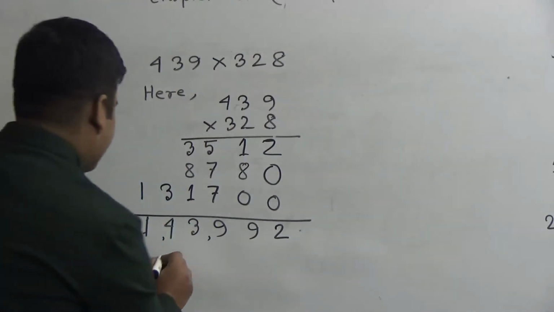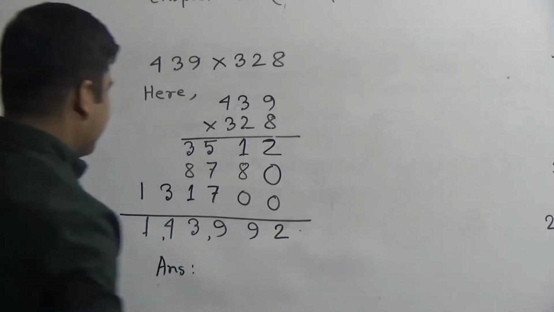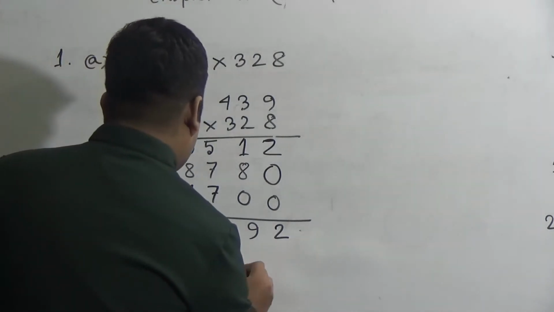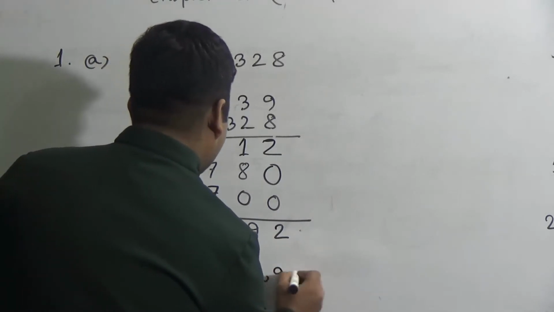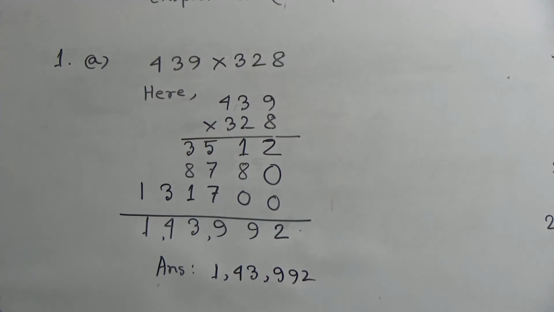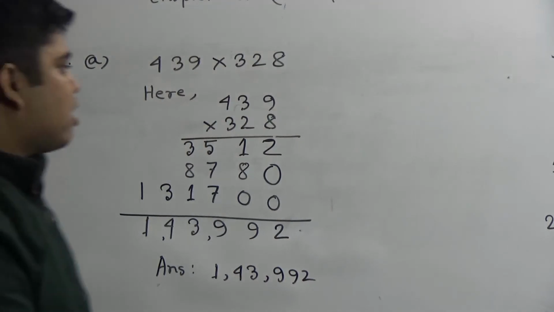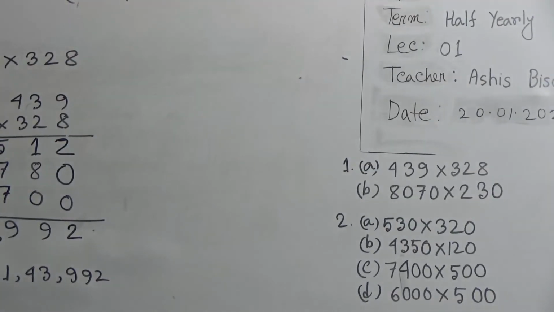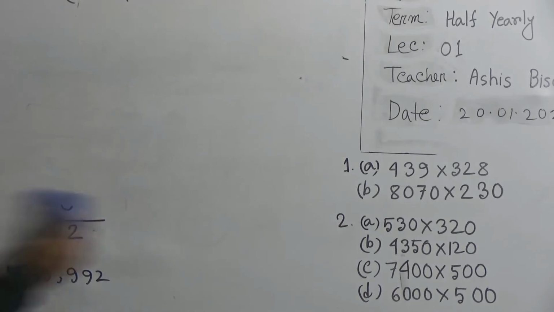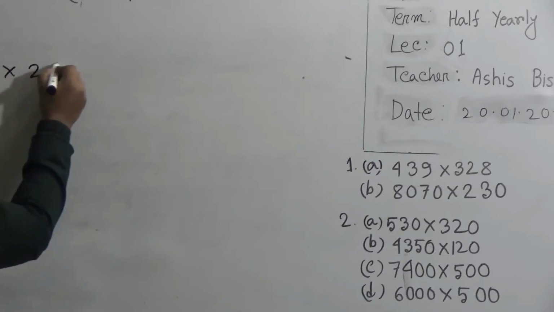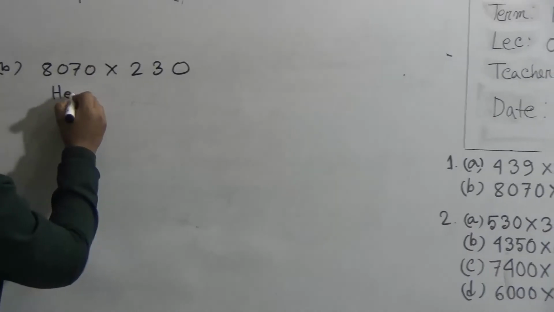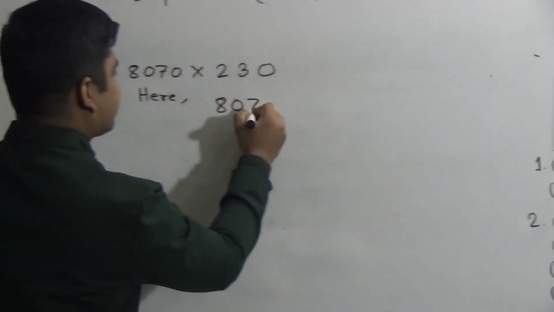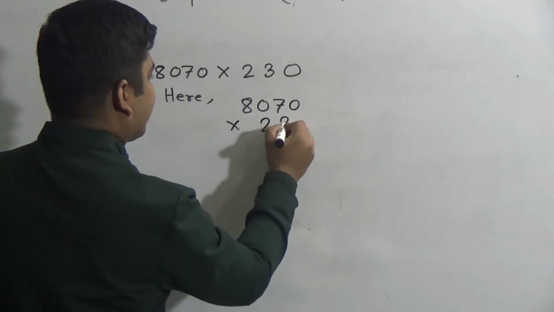Okay, my dear student, after completing your solution, you must write answer. So 1,43,992. I hope you have understood. Next, we shall solve our next problem, which is question number B. Question number B is 8070 multiplied by 230. So I write here 8070 multiplied by 230.